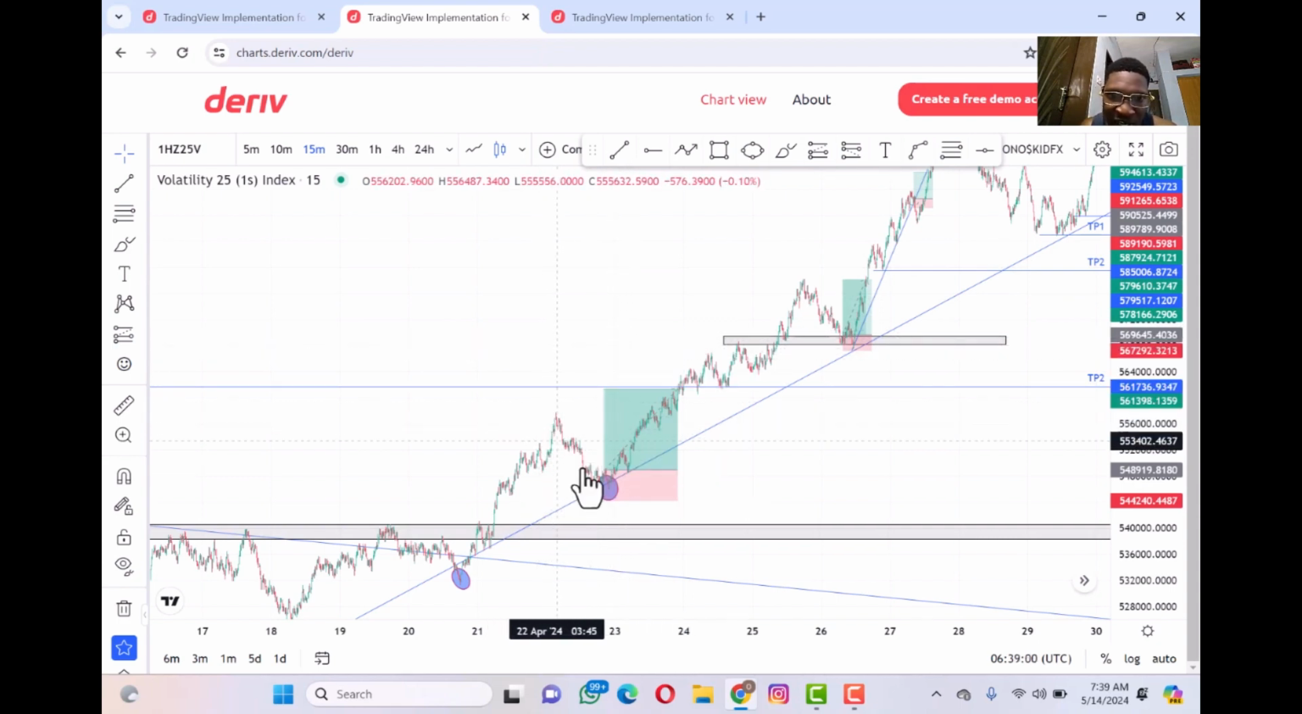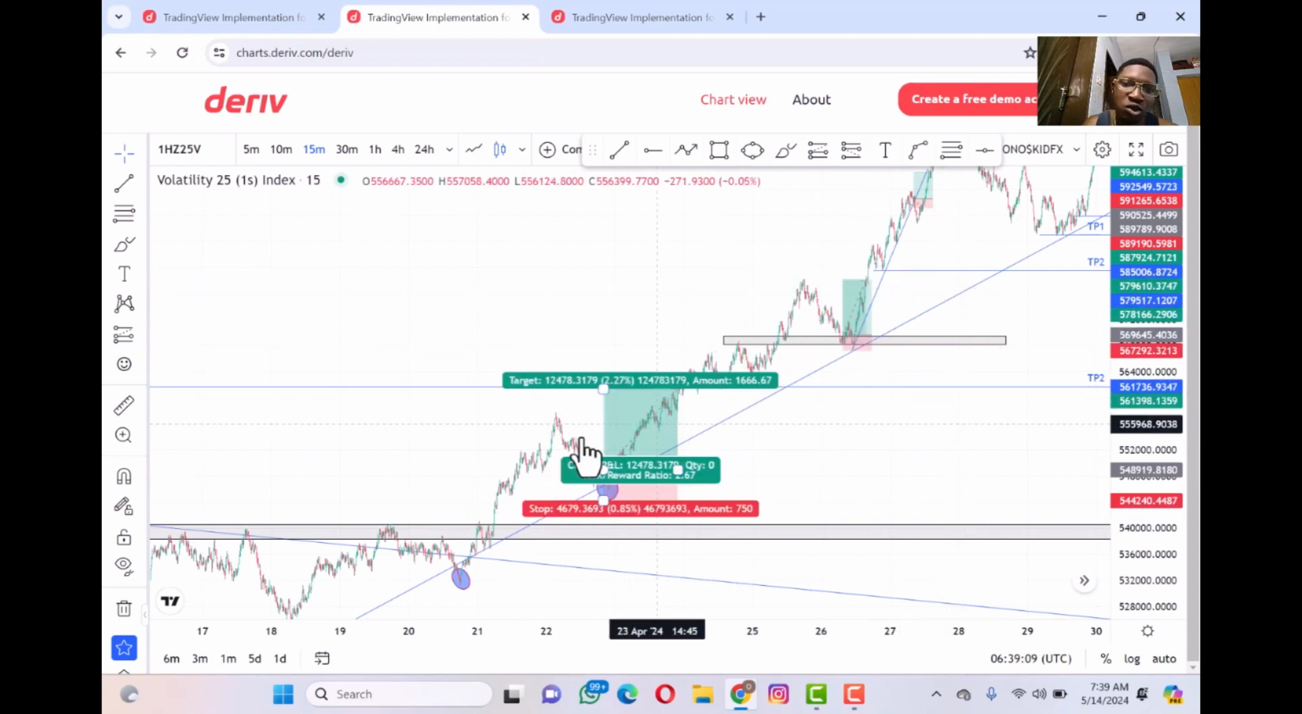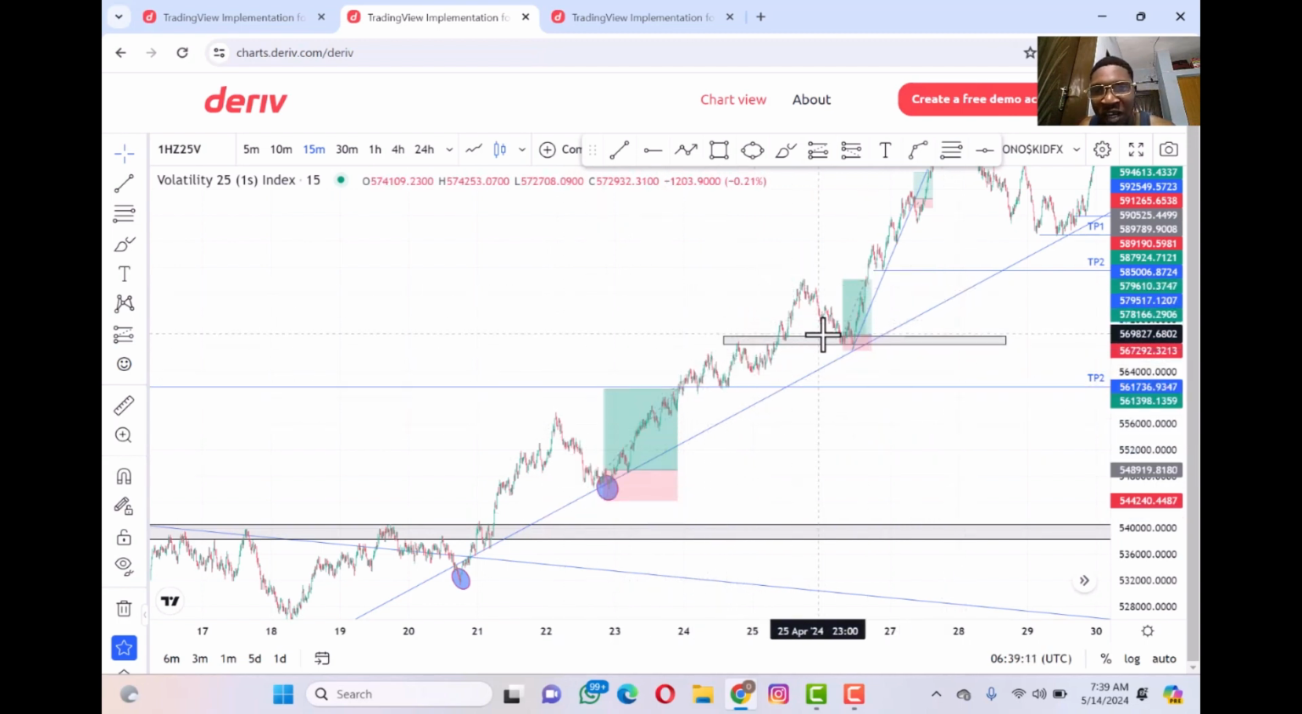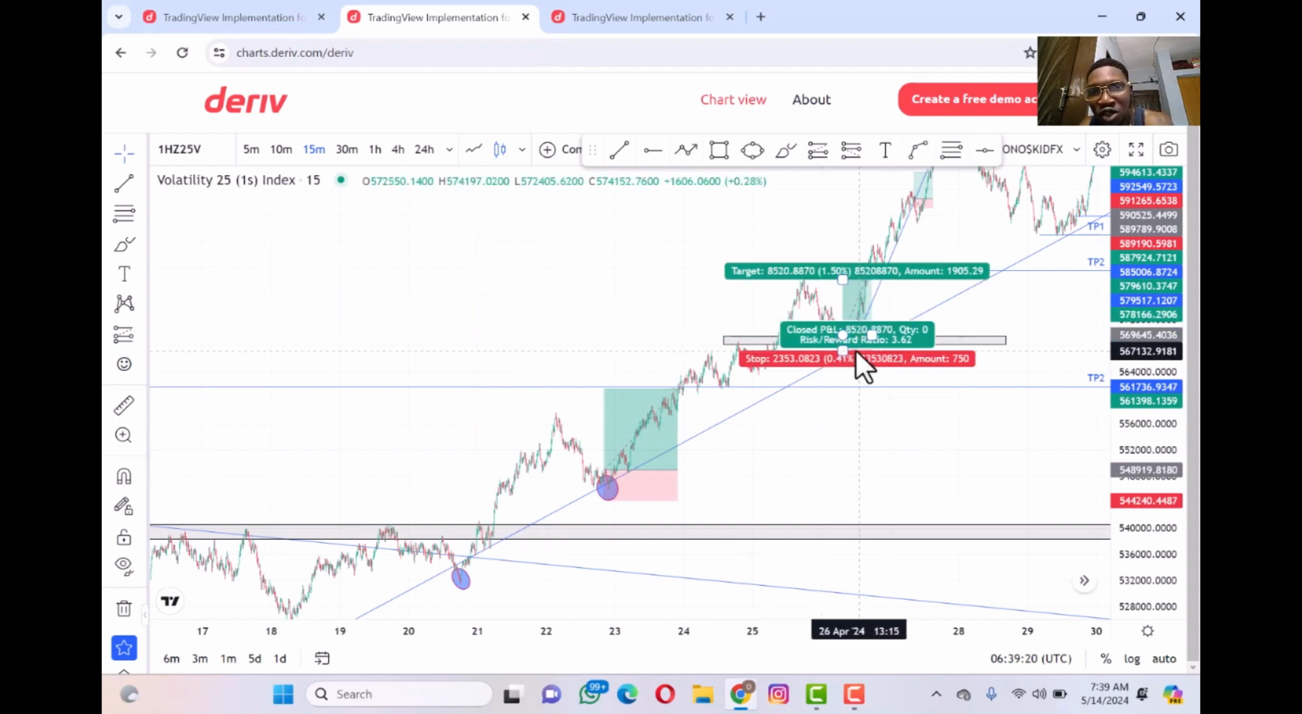Take for instance, after I made my entry here, this was the previous high. It was broken, and immediately it was broken, that was when I made an extension of my trend line to wait and see when the market would come back to retest that. Of course, it doesn't happen so quickly, but as you can see, it eventually came down to this particular level.